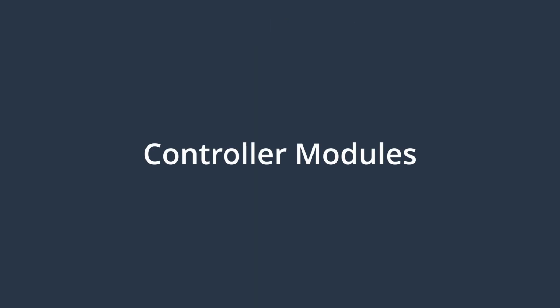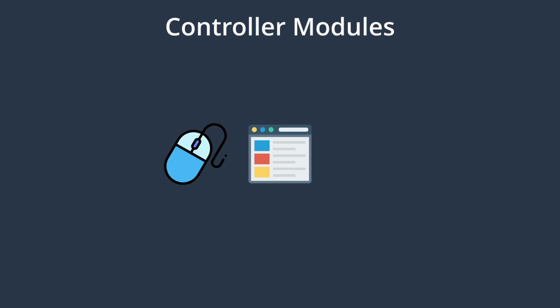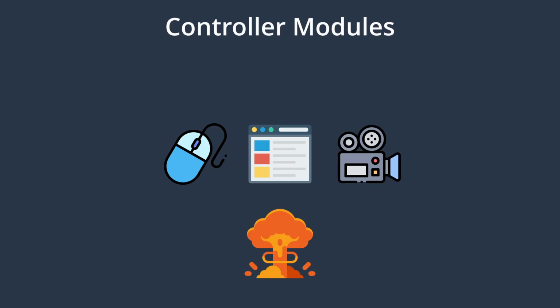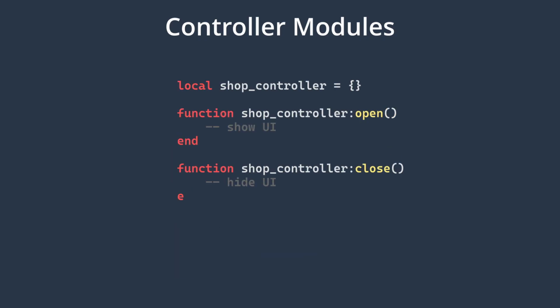Next, we have controller modules. So remember, these are the same as services, but they live on the client and they manage a piece of client behavior. So often you'll find them coordinating things like the UI, the input, camera, local VFX, or state display. Some examples would be a shop controller, a camera controller, a HUD controller, input controller, or a vehicle controller. So here would be an example shop controller. Use controllers for client-side orchestration.